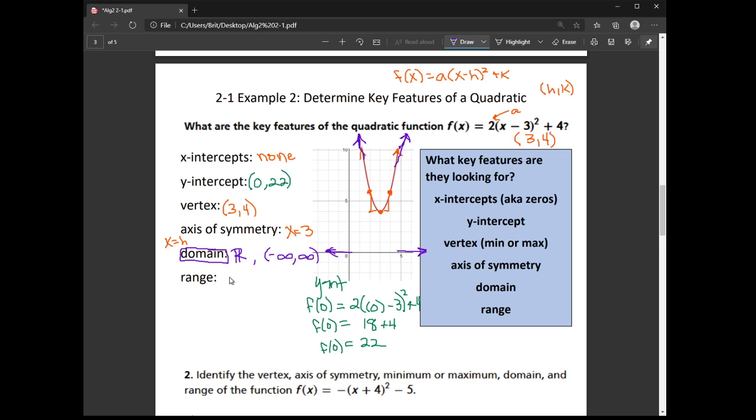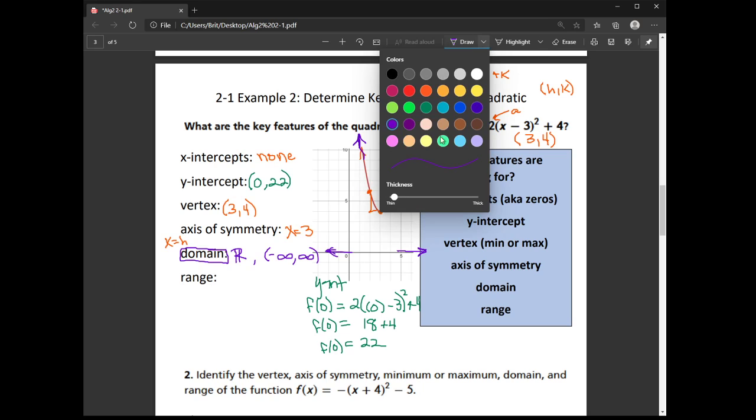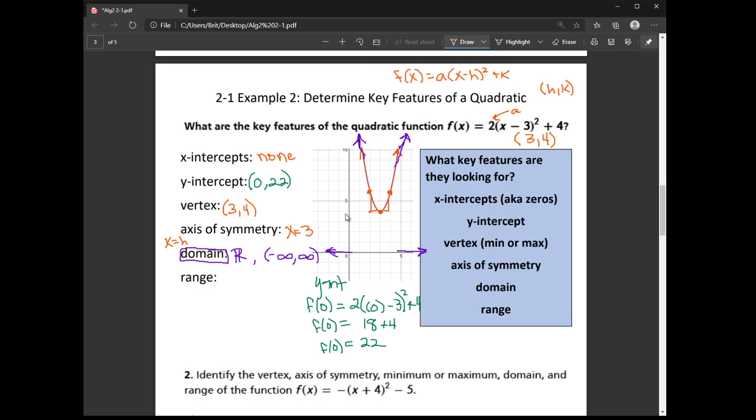Now the range is what is restricted. It's our values on the y-axis. So if I'm considering this graph, the lowest y value is here at 4, and it's inclusive at 4, so I'm going to put a bracket because this is a filled in circle. And then our graph continues to go up forever towards positive infinity on the y-axis. So those are our most important features.